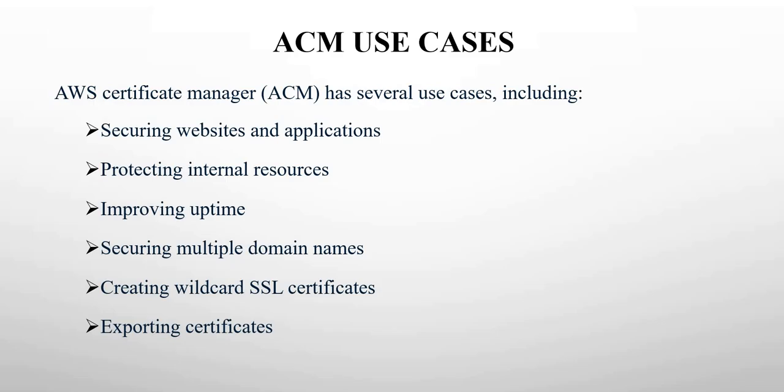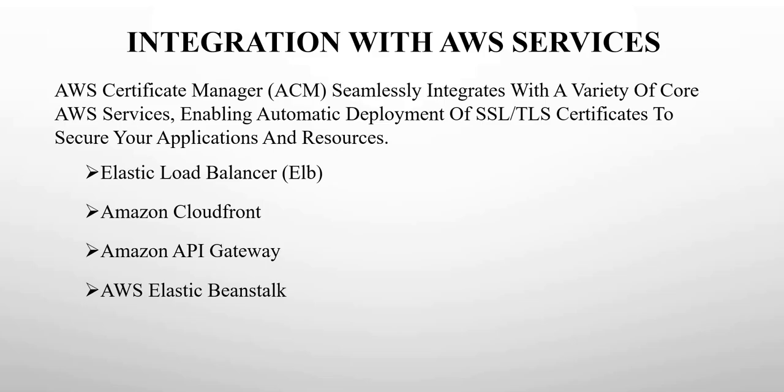The next is exporting the certificate. ACM certificates can be exported for use anywhere in the internal network, with private keys. And also ACM can be integrated with other AWS services such as Elastic Load Balancing, Amazon CloudFront, and Amazon API Gateway, and public and private SSL/TLS certificates provided by ACM can be used within the services for free. The next is integration with AWS services.